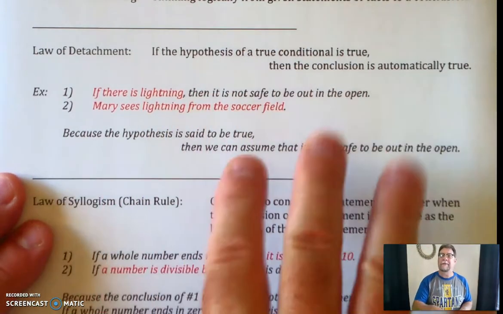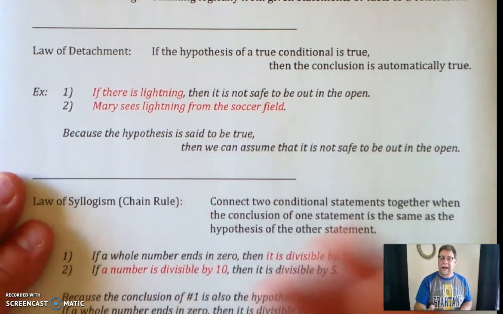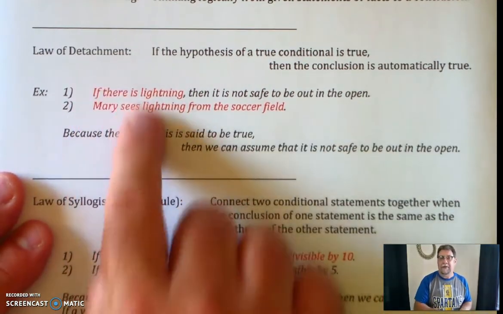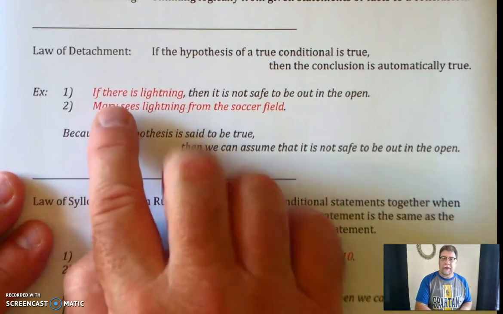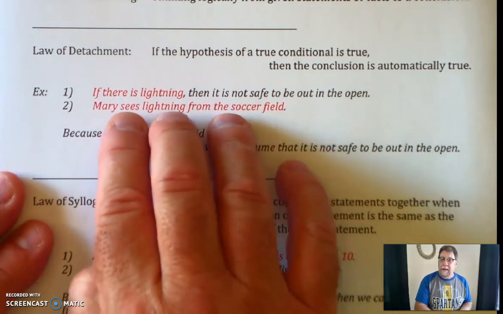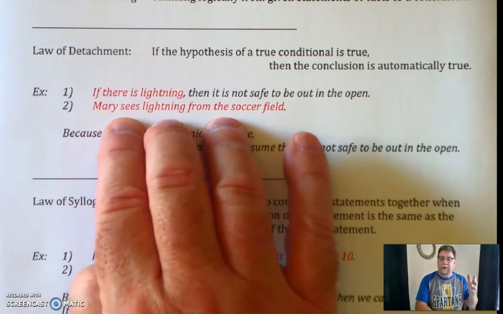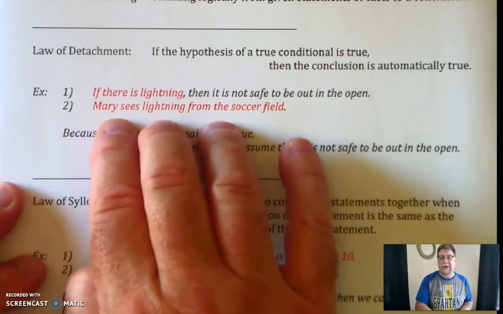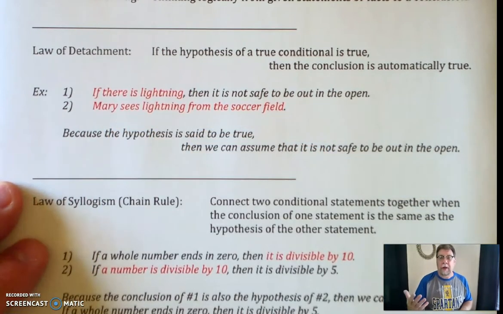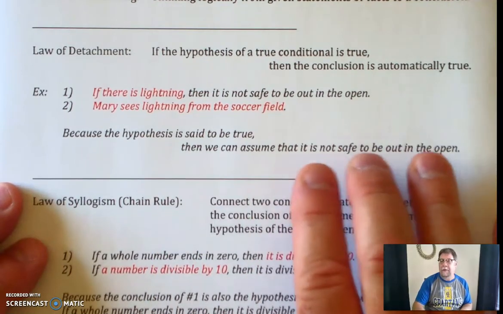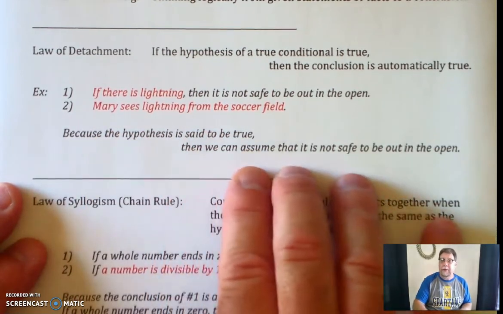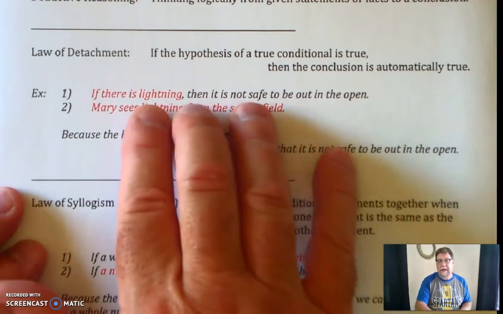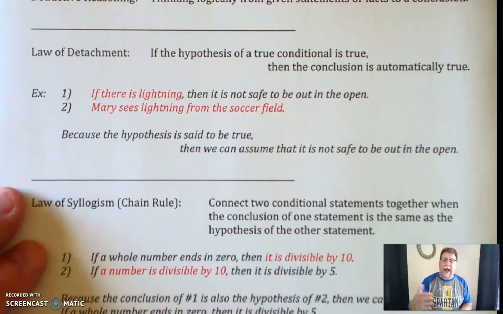Now, the second part of this, the law of detachment part, is a second statement that says the hypothesis is true. Mary sees lightning from the soccer field. Okay? So we know that the conditional statement is true, and then this statement confirms that the hypothesis is true. Mary sees lightning from the soccer field. So what can we conclude about that? Well, if Mary sees lightning from the soccer field, then we can assume that it's not safe to be out in the open, out by the soccer field. Because the hypothesis is said to be true, then we can assume that it's not safe to be out in the open, or in this case, out by the soccer fields. And that's what the law of detachment is.